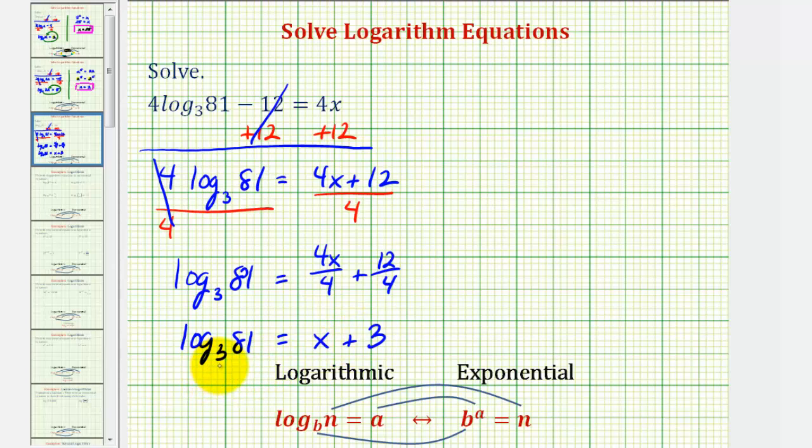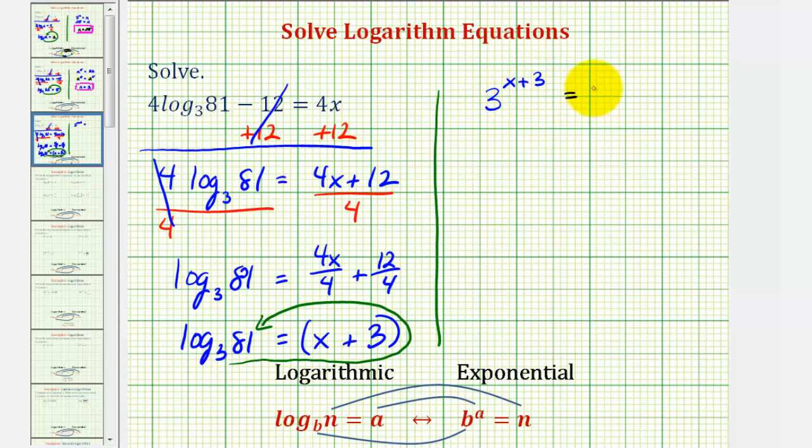Now we'll write the log equation as an exponential equation. Let's go ahead and put the quantity x plus 3 in parentheses. So we would have 3 raised to the power of x plus 3 must equal 81. And now if we can write 81 using base 3, we can then solve for x. Well, 81 is equal to 9 times 9. 9 is equal to 3 times 3, which means 81 is equal to 3 raised to the 4th power. So we have 3 to the power of x plus 3 equals 3 to the 4th.